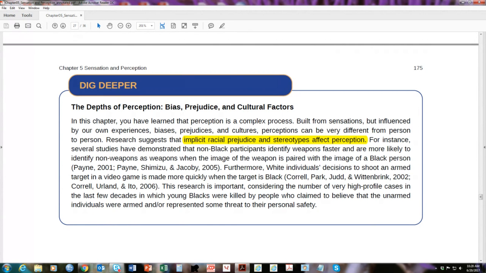And the implicit association test, or IAT, can be found at implicit.harvard.edu.